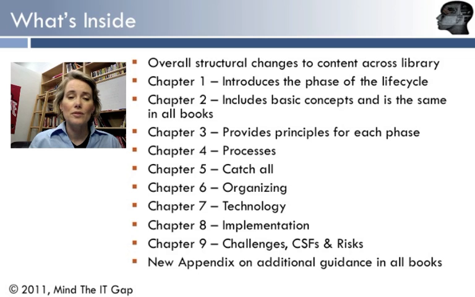Then we have the principles and guidance for each one of the phases. Chapter 4 is dedicated to the processes within the phase. Chapter 5 is kind of a catch-all because we have differences in the different phases, and there was a need for being able to put common-like things in one particular chapter. 6 is dedicated now to organizing, 7 is really the technology, 8 implementation, and 9 challenges and critical success factors. And then each one of the books, although it's not a consistent appendix number or letter for each of the books, we now have an appendix on additional guidance that's the same across each of the books.